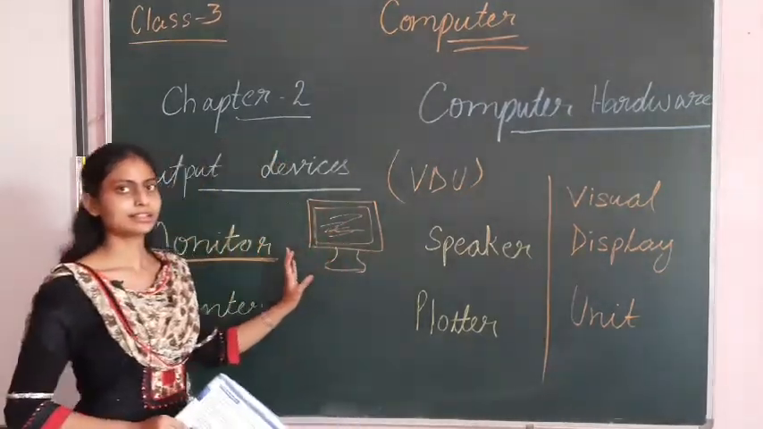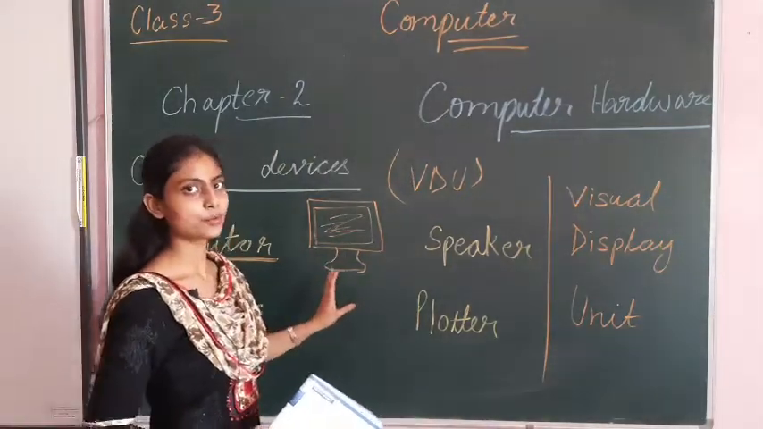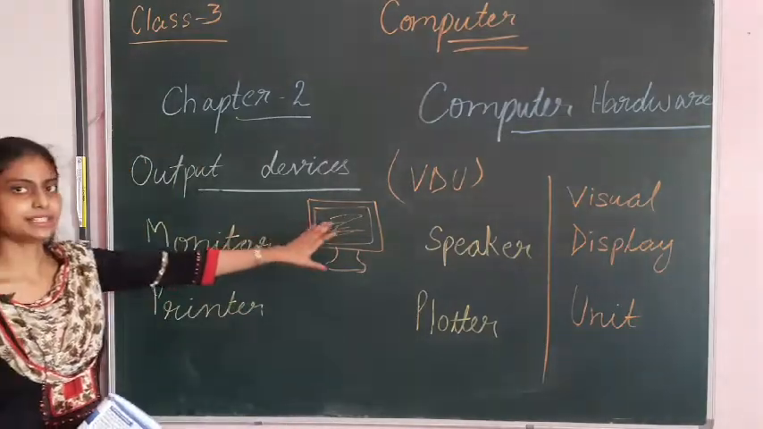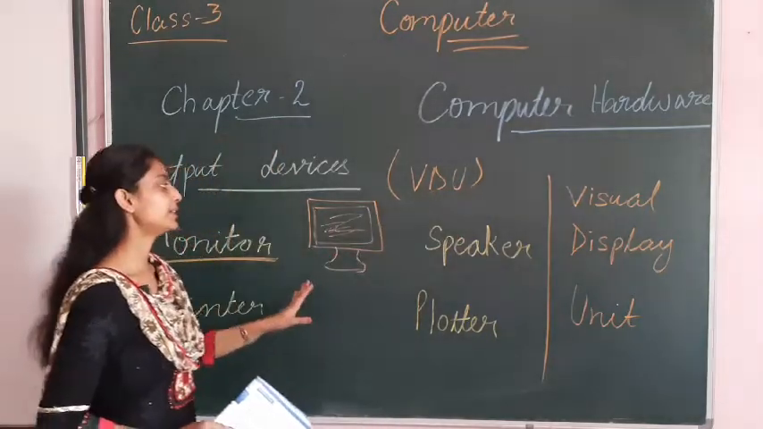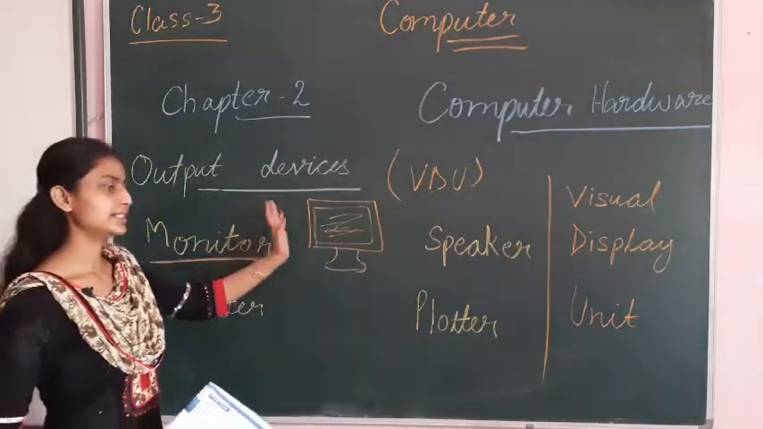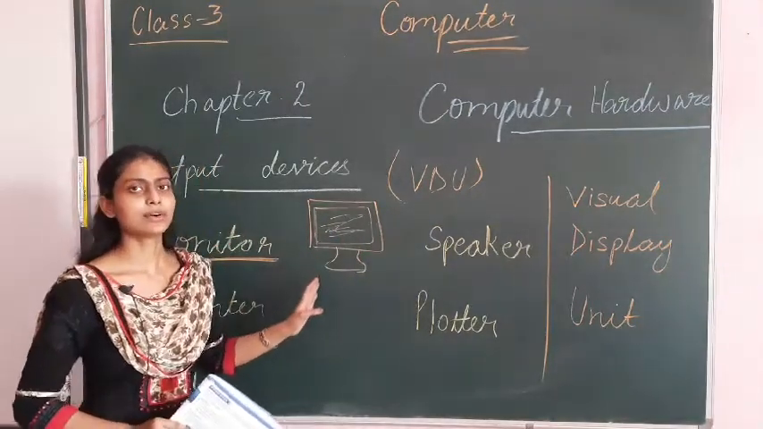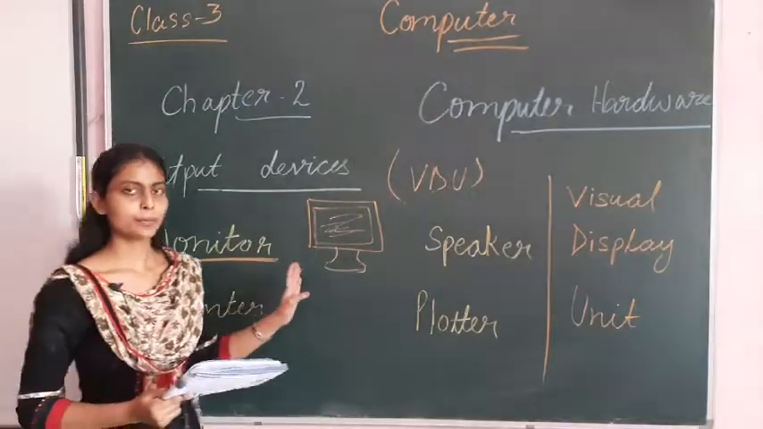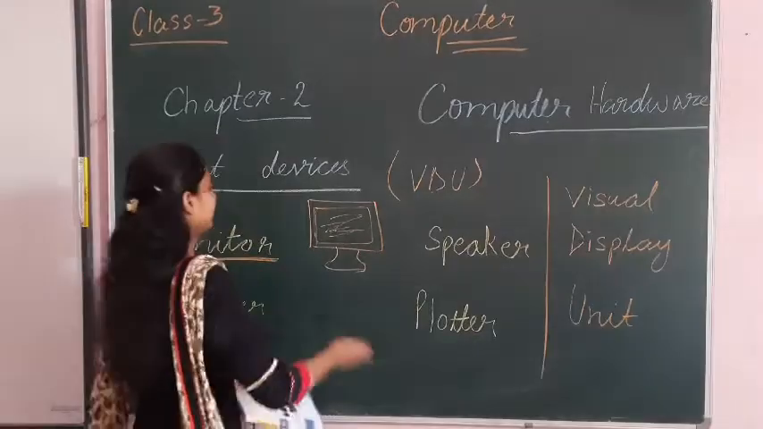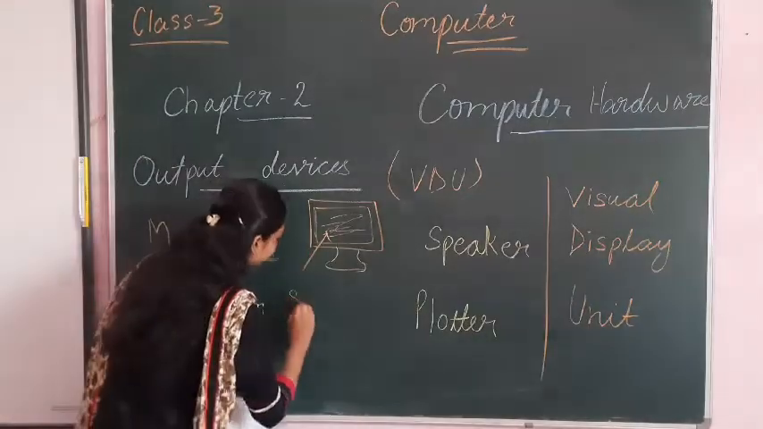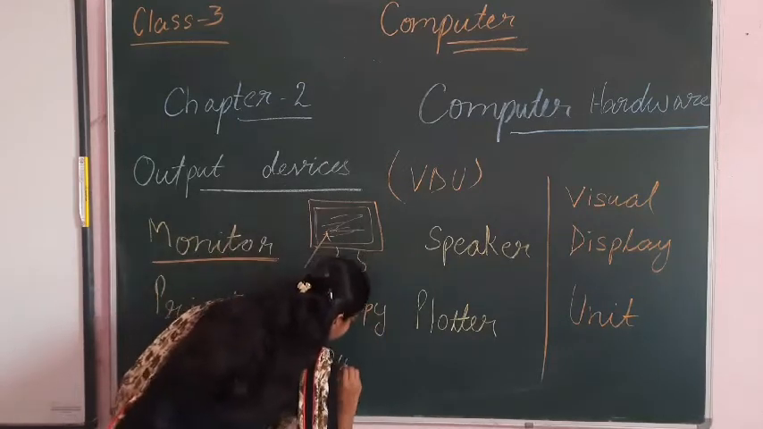So we have discussed the monitor. What is a monitor? It is like a television screen. It is the main output device, and it is also known as VDU, visual display unit. V for visual, display and unit. And the result that is displayed on the monitor screen is your soft copy output. I am writing it here also: this result is known as soft copy output.